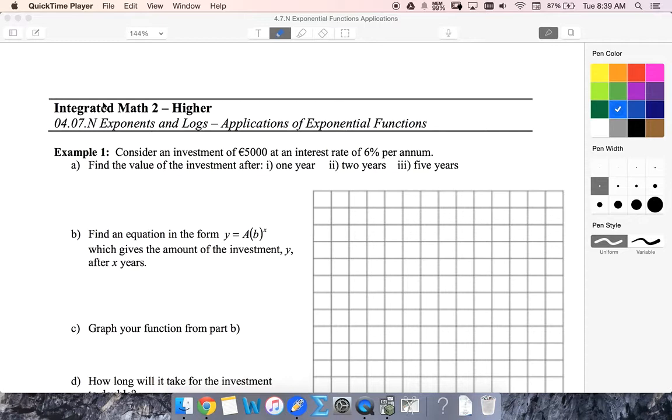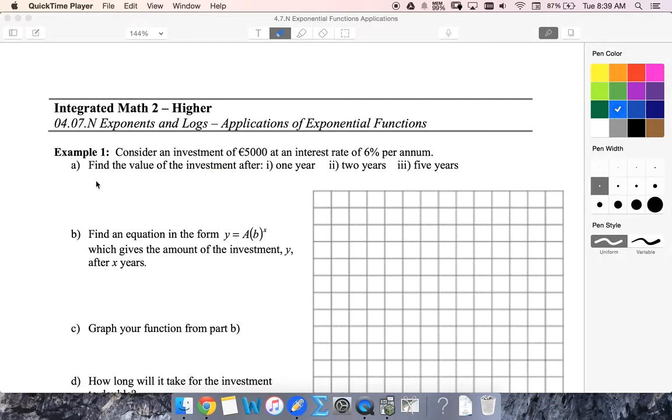So looking at this first one, we're investing 5,000 euro at an interest rate of 6% per annum. Per annum means annually, so we get 6% on our investment every year. So find the value of the investment after 1 year. We want to know the total amount of money, not just the interest rate that we've made.